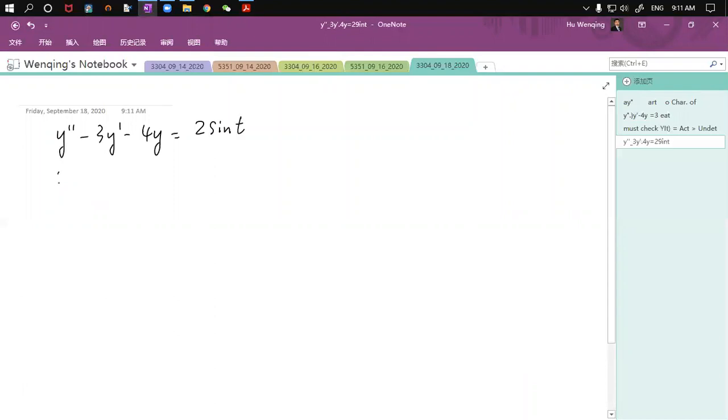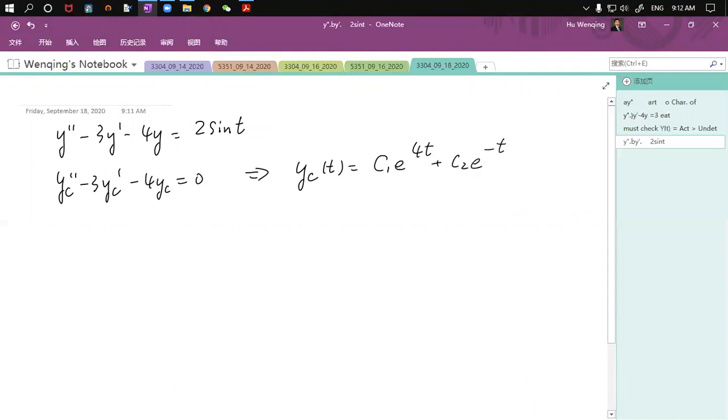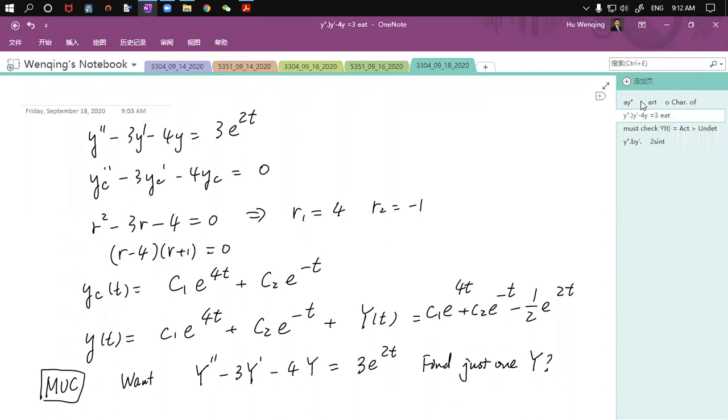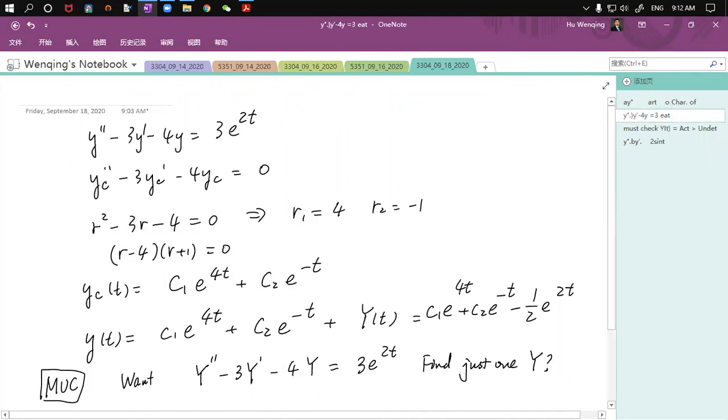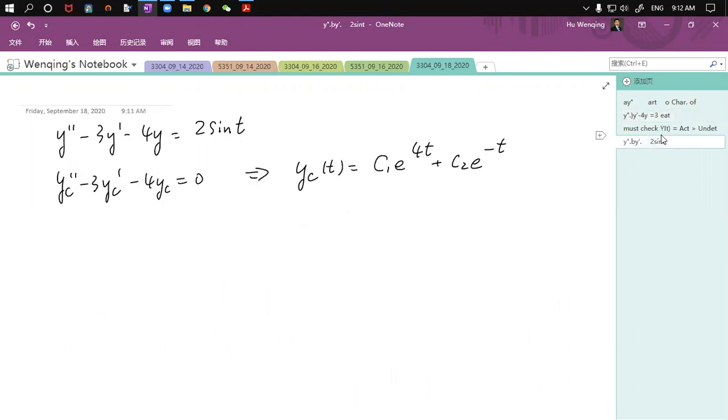Well, you should again start from the complementary equation, right? So for the homogeneous equation, we know already the complementary solution is c1 e to the power of 4t plus c2 e to the power of minus t. This is the thing that we already found in our previous example. Basically, the left-hand side is the same as the previous example. We just changed the right-hand side, and now it is a trigonometric function.